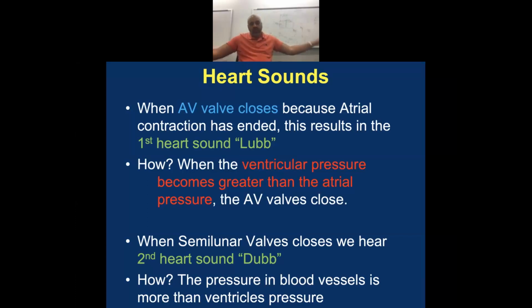Dub is ventricles contract, contract, contract. We push the blood out, pulmonary artery and aorta. When the pressure in them is greater than in the ventricles, semilunar valves slam shut. So your aortic semilunar valve and your pulmonary semilunar valve. When they slam shut, that's S2 and dub.